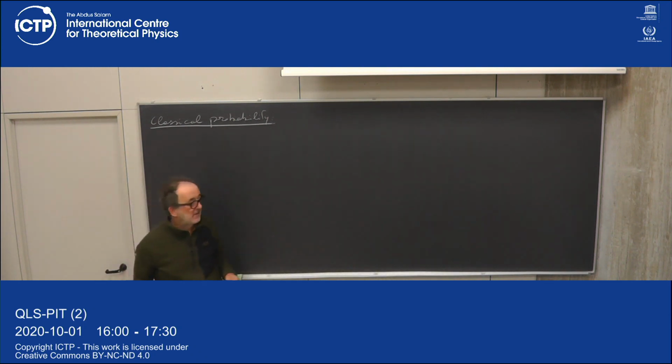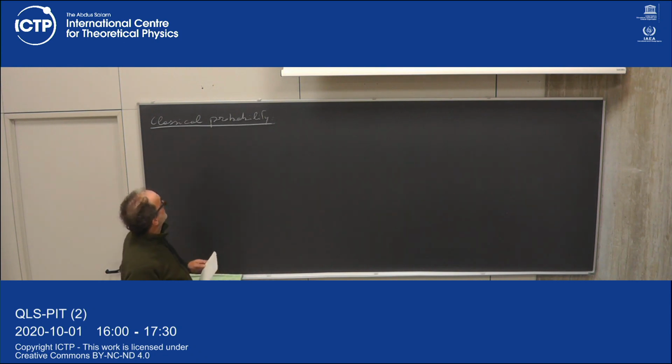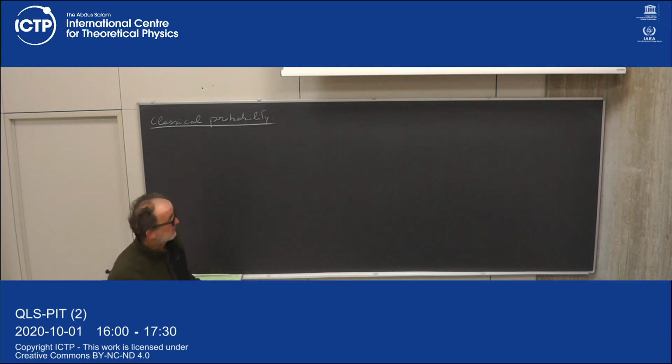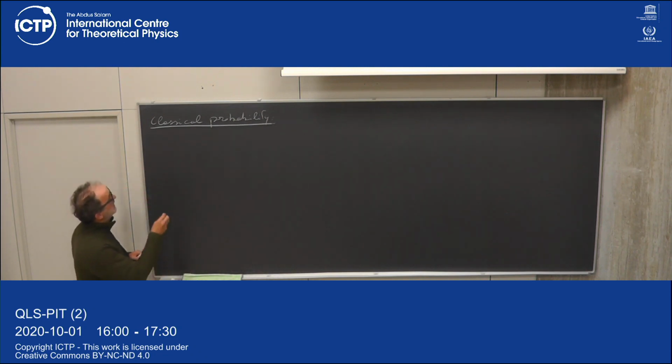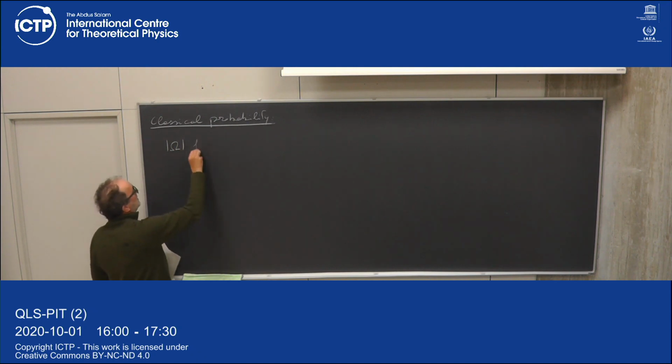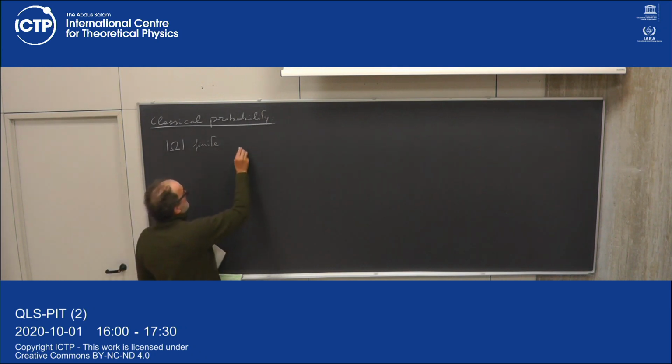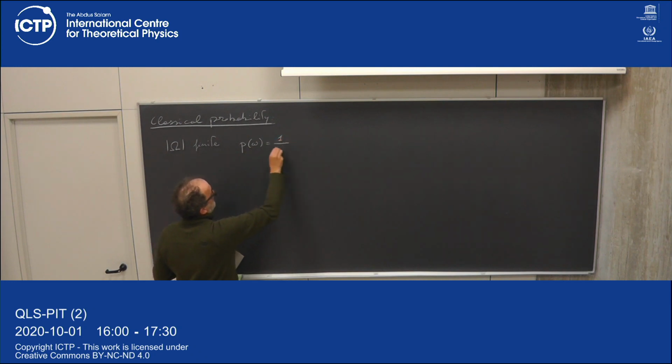Okay, so welcome back. Today we are going to discuss problems in classical probability. As we have seen in many examples, we have a situation where the number of elements in the sample space is finite, and because of the way in which the problem is stated, every outcome has the same probability. So we have seen already some examples.